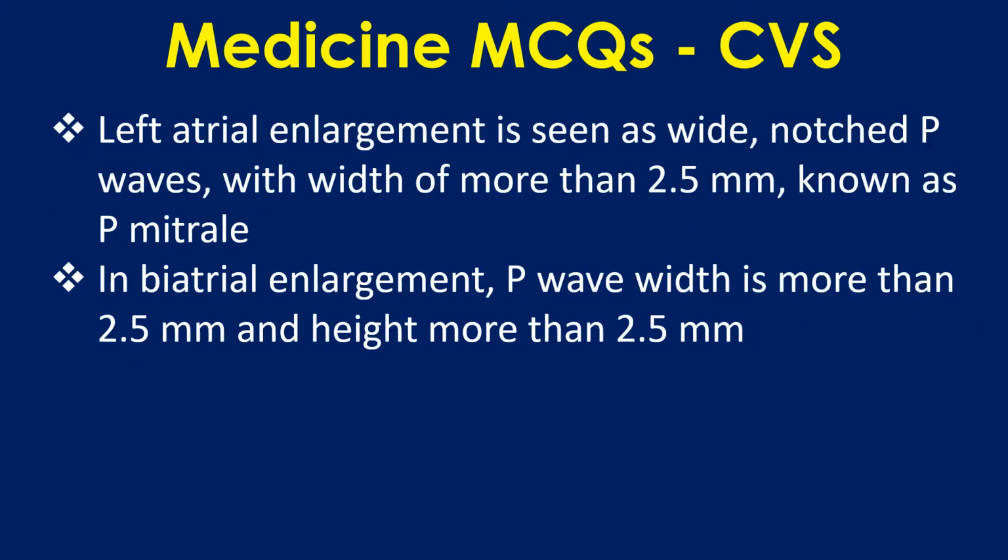Left atrial enlargement is seen as wide notched P waves with width of more than 2.5 mm, known as P mitral. In biatrial enlargement, P wave width is more than 2.5 mm and height more than 2.5 mm.